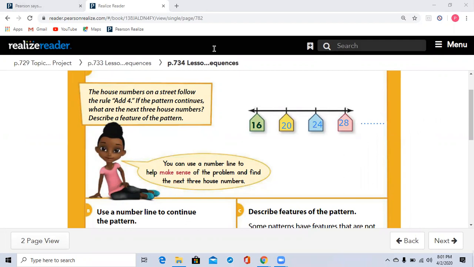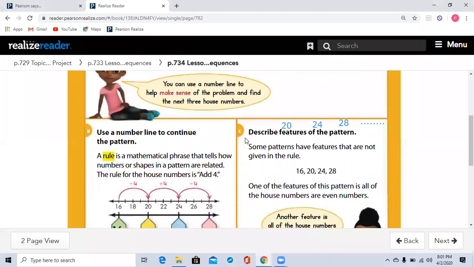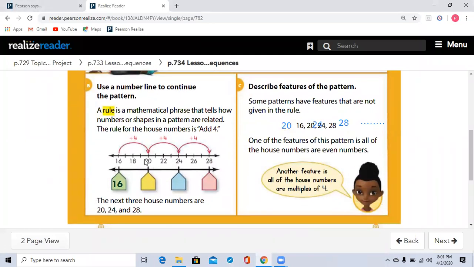But how did we do this? Use a number line to make it a little bit easier for you. So when we start at 16, the rule says that we have to add 4. 16, 17, 18, 19, 20. So the answer is 20. 21, 22, 23, 24. The answer will be 24. And the third number in our pattern will be 28. 25, 26, 27, 28. We just add 4 each time.